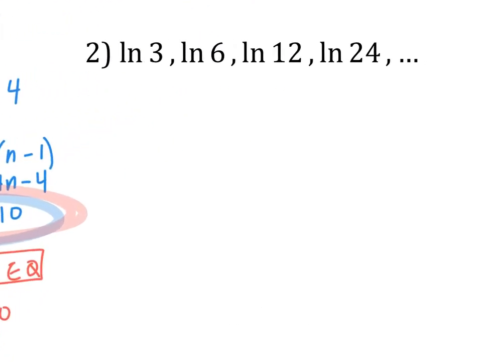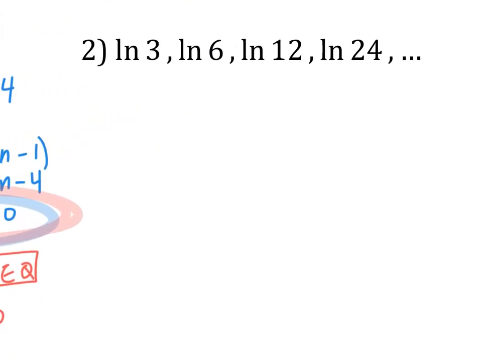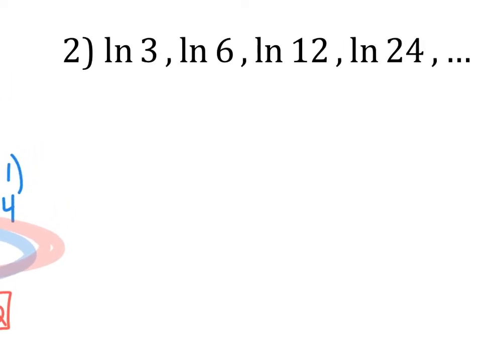All right, let's look at the second example. Okay, this one's a little bit harder to see what kind of pattern it is. So you're going to ask yourself, how do I get to the next number? You can see that the numbers are going up by multiplying by 2. But it does have a natural log in front of it, so you can't really say that you get to the next number by multiplying by 2, because that doesn't work. That's not a log law.